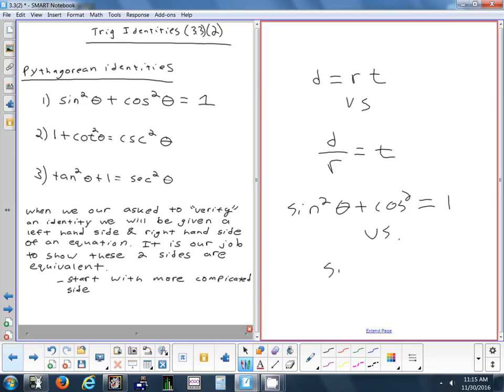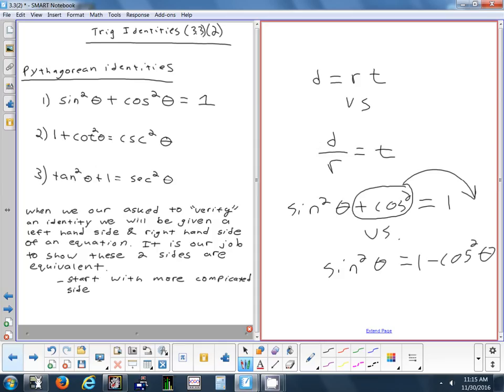versus this. Sine squared equals 1 minus cosine squared. Are these different formulas? What did I do to the top one to change it into the bottom one? I did what? Yeah, all I did was I took this and I put it on the other side.